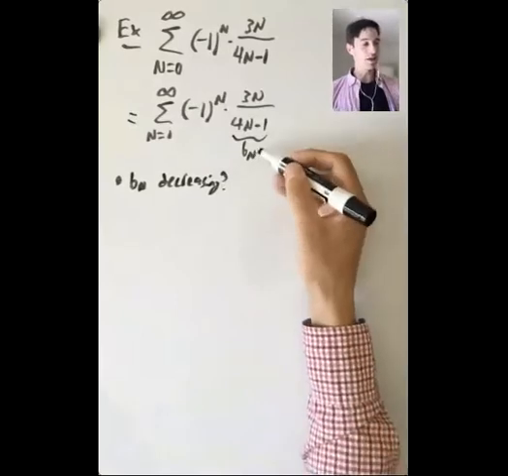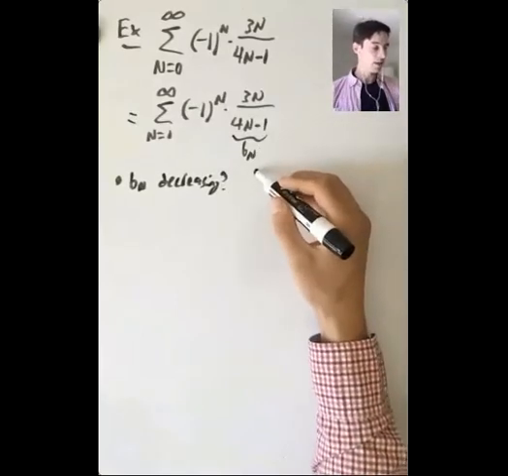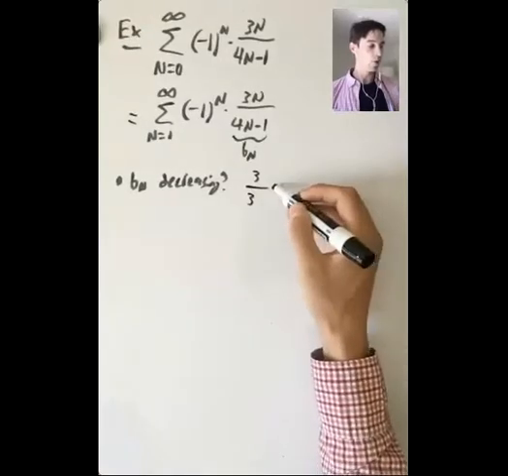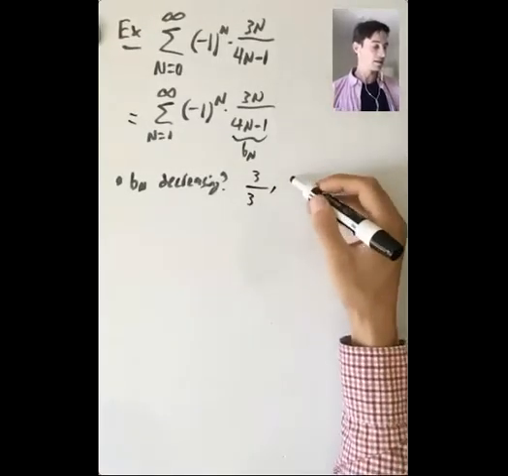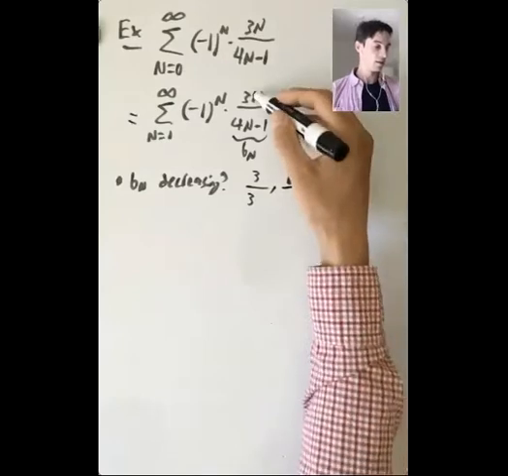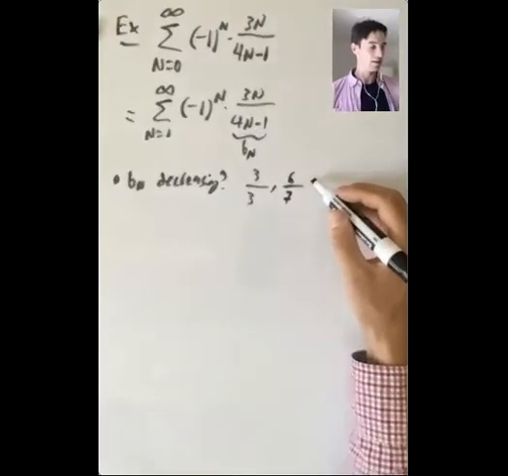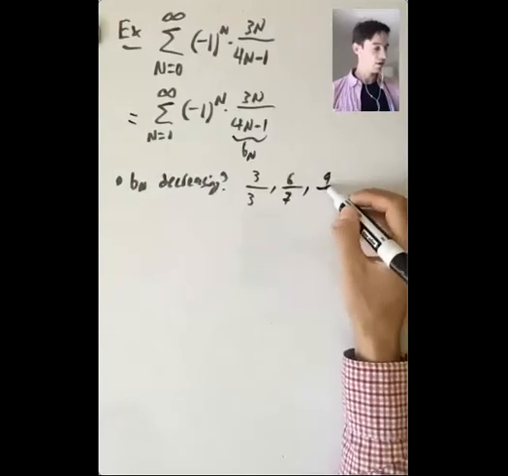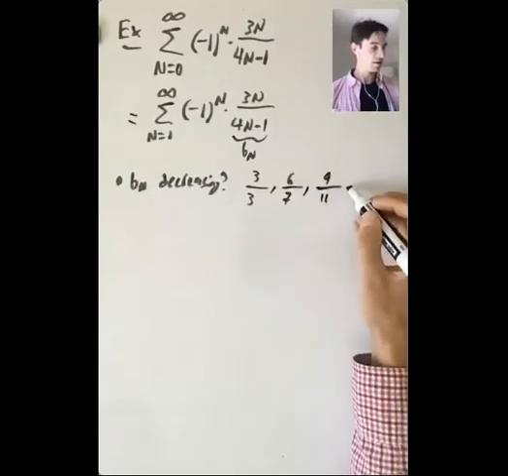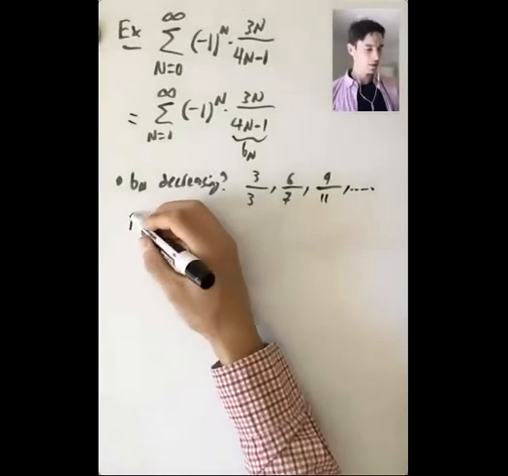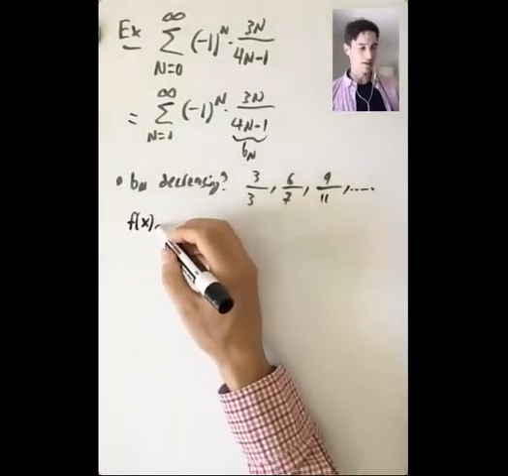So what does it look like? Well, when n is 1, what we get is 3 over 3 times 1 minus 1, which is 3 over 3, which is 1. And then we get 6 over 7. And then we get 9 over 11. So maybe it's not totally clear one way or the other, but it looks like it's decreasing at the beginning.